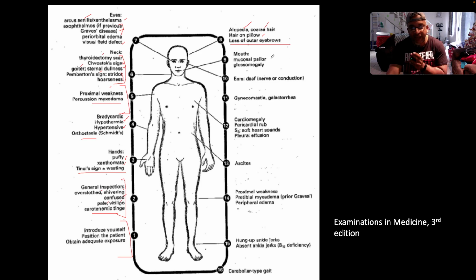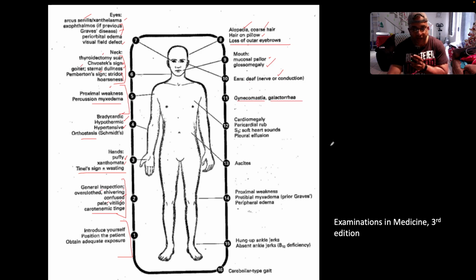In the mouth, you may have mucosal pallor and glossomegaly, right? Which is basically a big tongue. Some people call that macroglossia. In the ears, you may have deafness, either sensorineural or conduction deafness, right? The patient may have gynecomastia or galactorrhea.